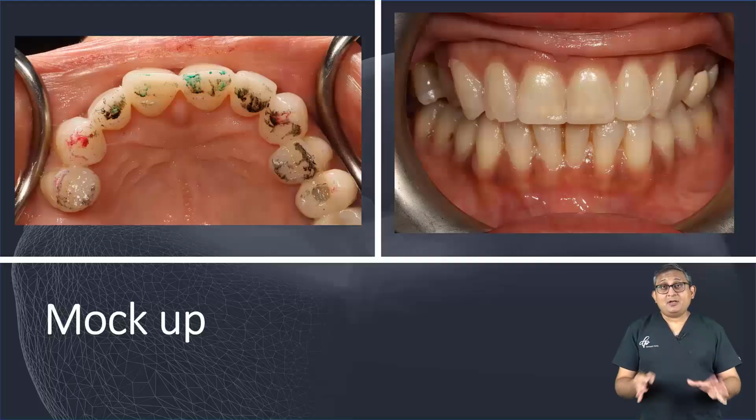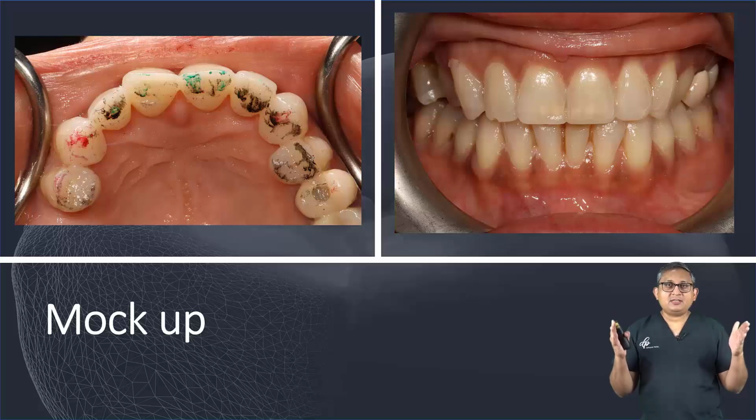Now that's step 1 done, and once that's done, you have not damaged any of the teeth yet. So at this point if the patient says, oh, this is too thick, I don't like it, you just take the mock-up away, and that's it. You stopped. You haven't done irreversible treatment.